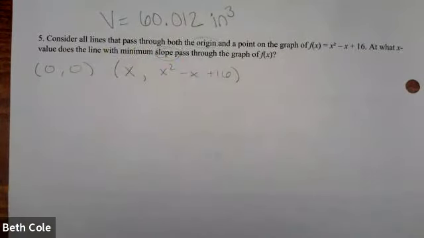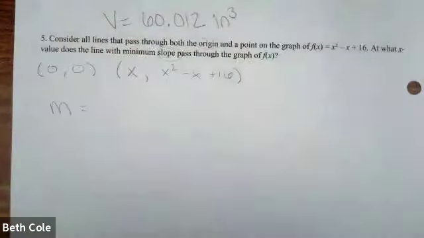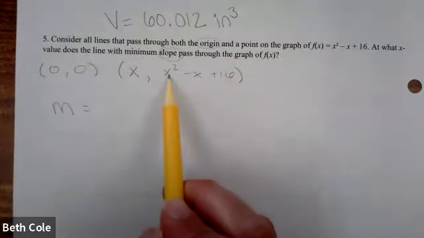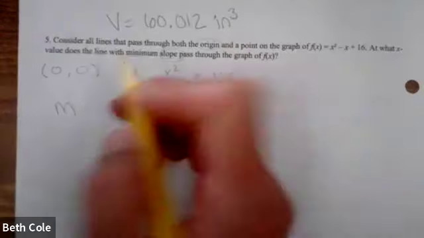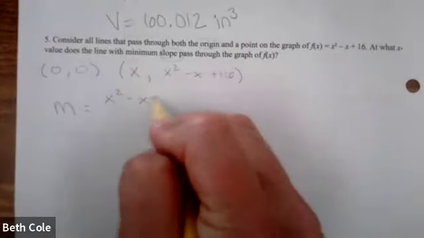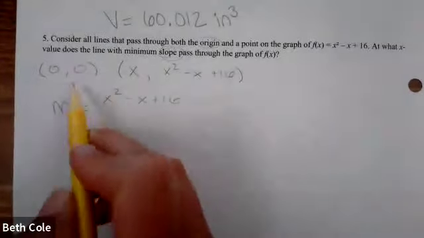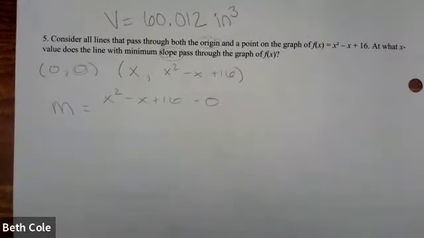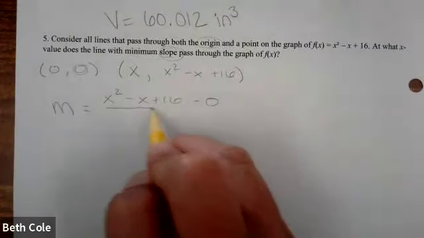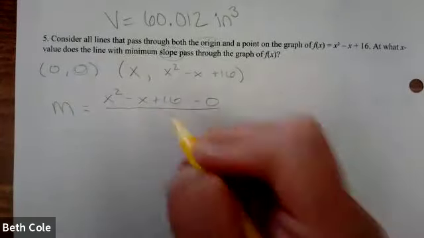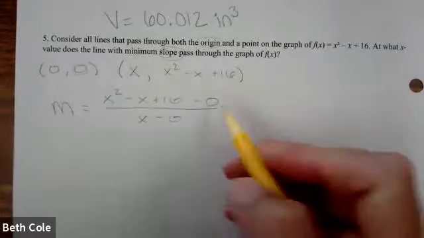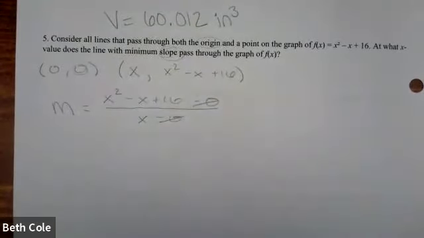All right, at what x value does minimum slope occur? We need an equation for slope. I'm going to use m for slope just because it's what we use most of the time. And you're going to do regular old algebra 1 slope. It's going to be x squared minus x plus 16 minus 0, over x minus 0. I'm writing it, but you don't have to. I wrote the zeros in case it wasn't the origin, so you could see how it would get set up. But since it is the origin, we can pretty much ignore those zeros.